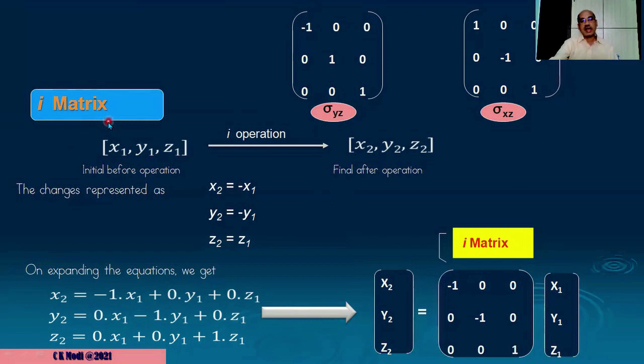Same way we can get the matrix for the I matrix. While performing I operations, x1 y1 z1 becomes x2 y2 and z2. For I operations, x2 is equal to minus x1, y2 is equal to minus y1, and z2 is equal to minus z1. So all of you just keep in mind that for the I matrix, the value is minus 1 0 0, 0 minus 1 0, 0 0 minus 1.